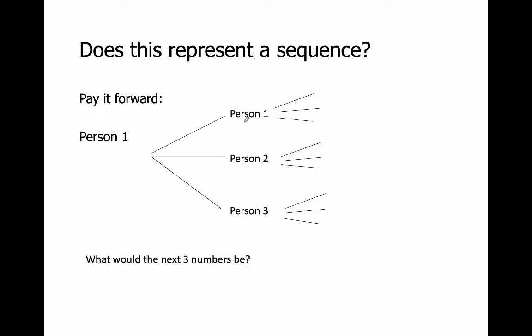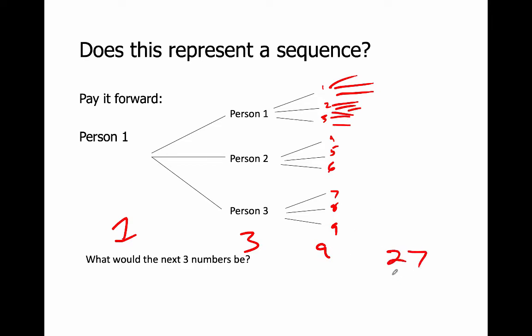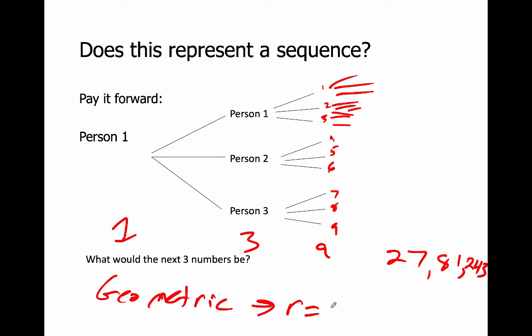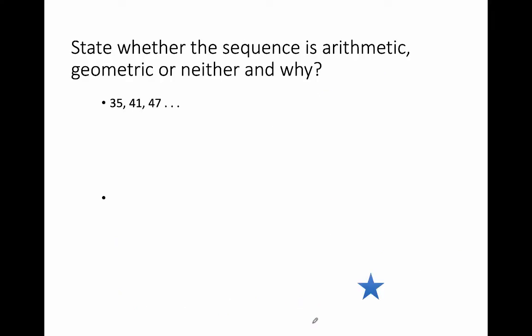Okay, pay it forward, do good things. So one person decides to do one nice thing for 3 people. Those 3 do nice things for 3 more each, so you can see you've got 1, 2, 3, 4, 5, 6, 7, 8, 9. So we went from 1 to 3 to 9. Each of those does 3 more. You're going to go times 3, which is 27. So you've got 27, 81, and then 81 times 3 must be 243, is that right? Something like that. And this is geometric because we're multiplying, and our common ratio is 3. So do good things.